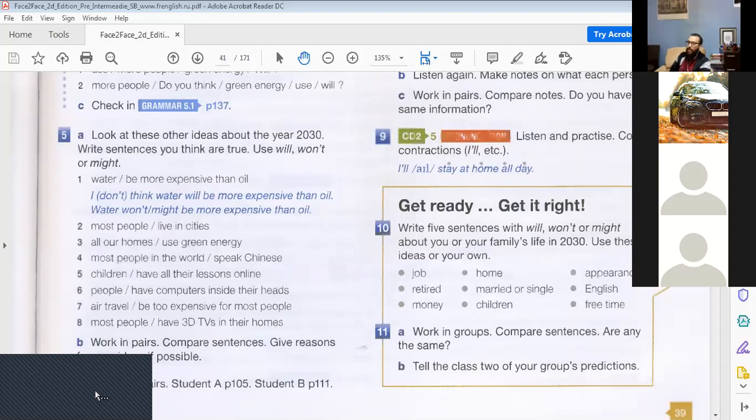But if you say I will, is it wrong? I will stay. No, it's not wrong. It's also correct. But for example, if you go to England, which one is more likely that you'll hear? Is it I will or I'll? I'll. Yeah, because they use contractions more.